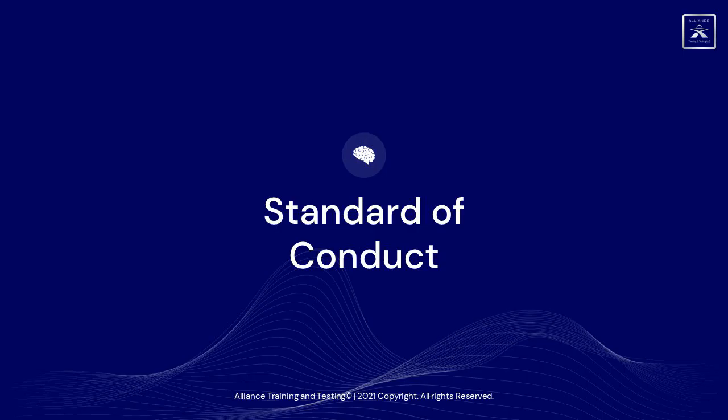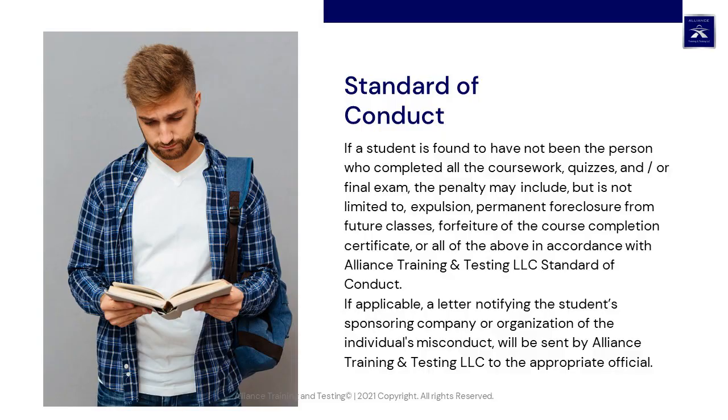Standard of conduct. If a student is found to have not been the person who completed all the coursework, quizzes, and/or final exam, the penalty may include, but is not limited to, expulsion, permanent foreclosure from future classes, forfeiture of the course completion certificate, or all of the above, in accordance with Alliance Training and Testing LLC Standard of Conduct. If applicable, a letter notifying the student's sponsoring company or organization of the individual's misconduct will be sent by Alliance Training and Testing LLC to the appropriate official.